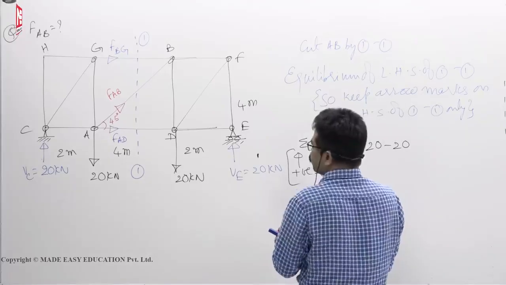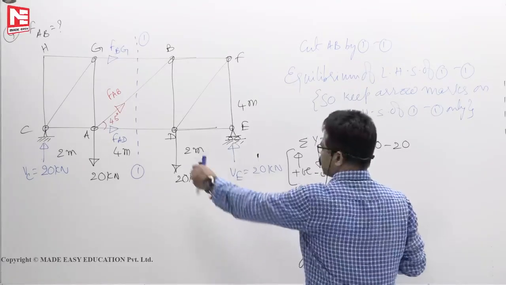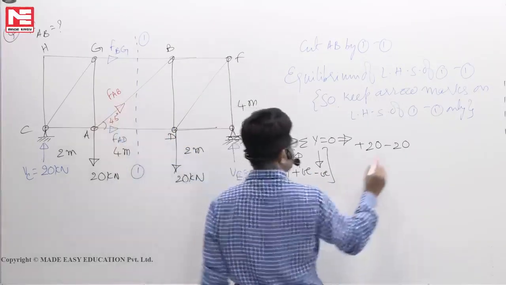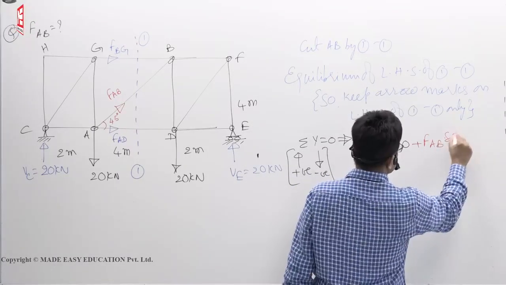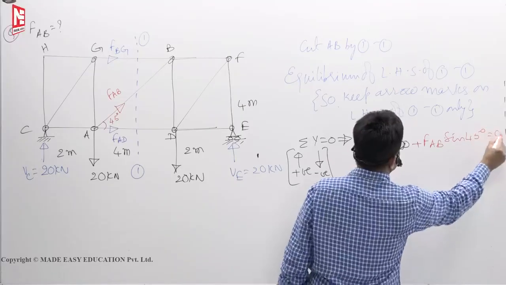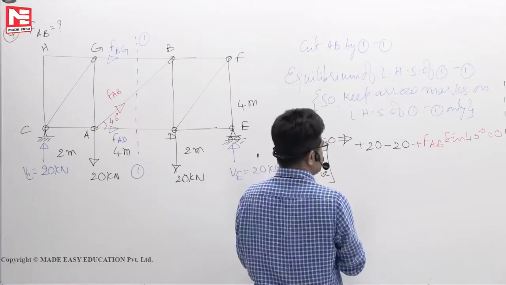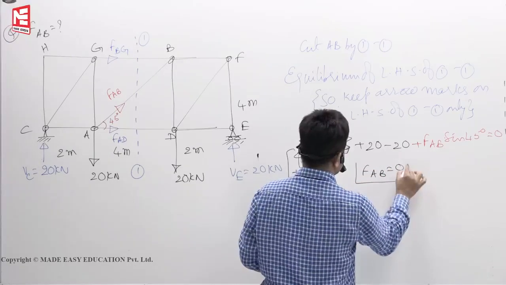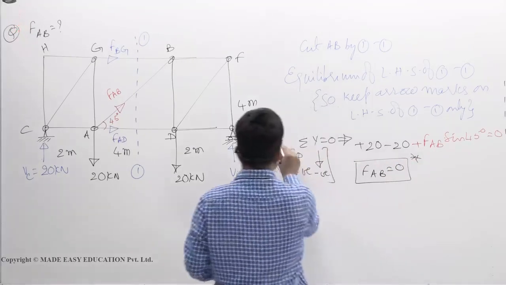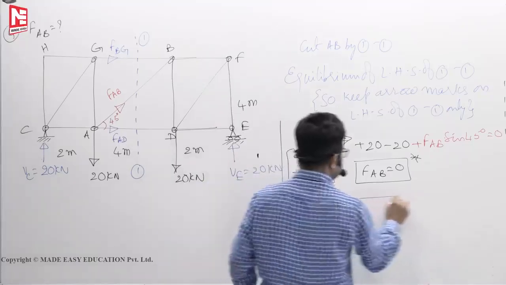Next, FAB sine 45. The Y component of FAB is FAB sine 45. Sine 45 can't be 0. That means FAB has to be 0. In 2 minutes time, our task is only this much.